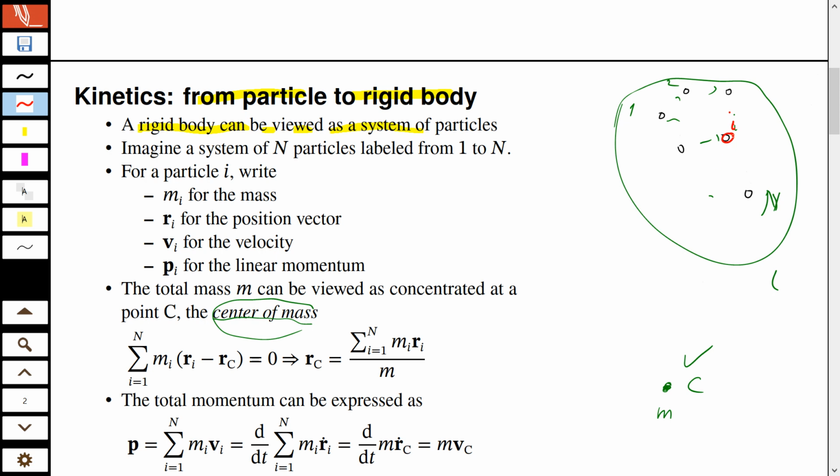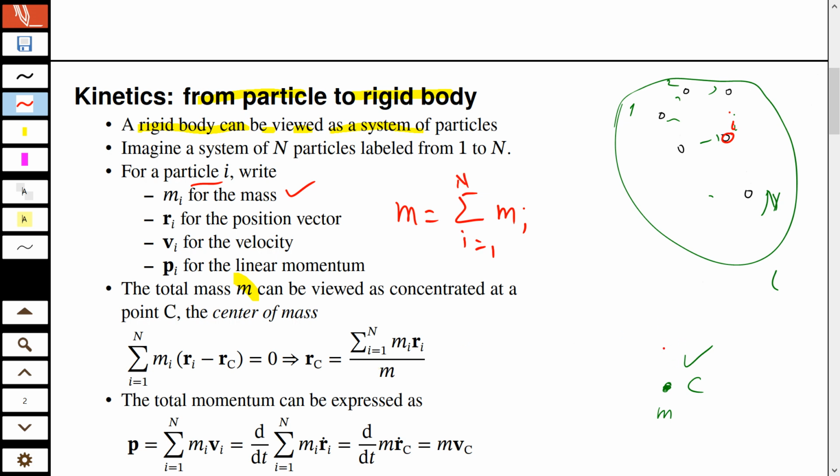So for this ith particle, the mass will be mi. Obviously for particle i, the position vector will be ri, velocity will be vi, and momentum will be pi. These are all different labels, so I can replace i with 1, 2, up to n. And the total mass m is simply the sum of all masses from 1 up to n.